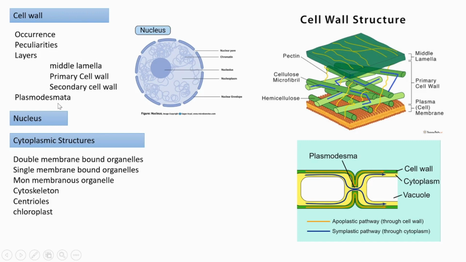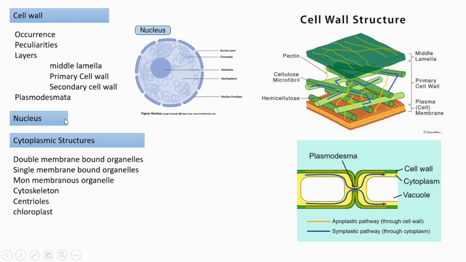The other thing that we see in the cell wall is the plasmodesmata. What is plasmodesmata? Plasmodesmata means it's a pore that is seen between two contacting cells. It is a communication opening. Through that opening, the protoplasm from one cell can move to the other cell. That's a plasmodesmata.